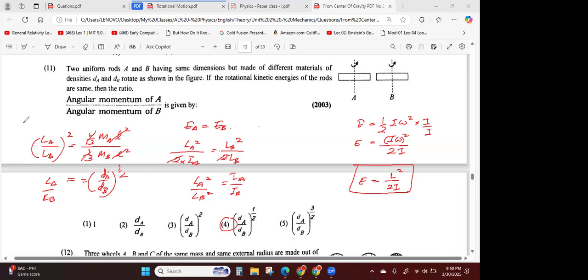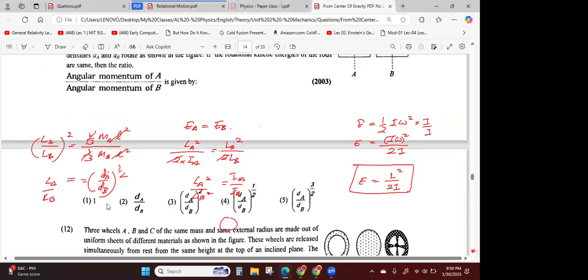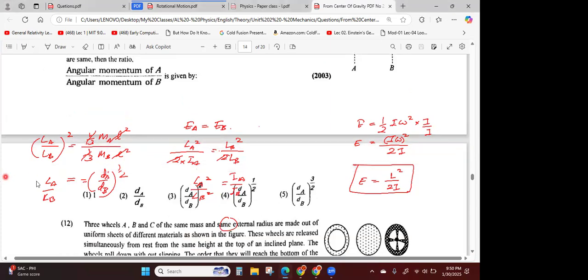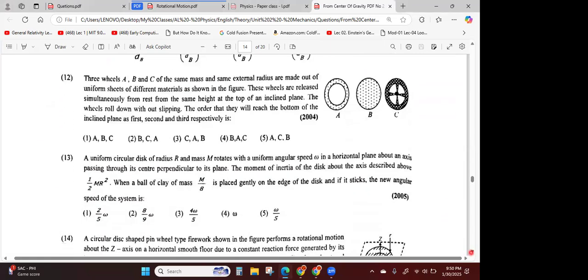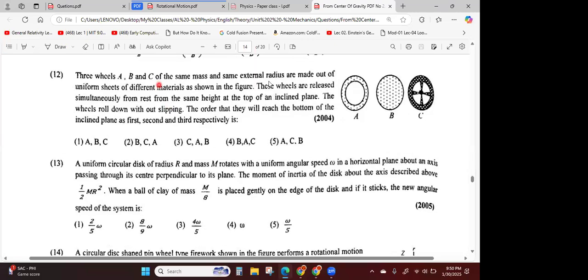Okay, let's move on to the next question. Three wheels A, B, and C of the same mass and same external radius are made out of uniform sheets of different materials, shown in the figure. These wheels are released simultaneously from rest from the same height at the top of an inclined plane.